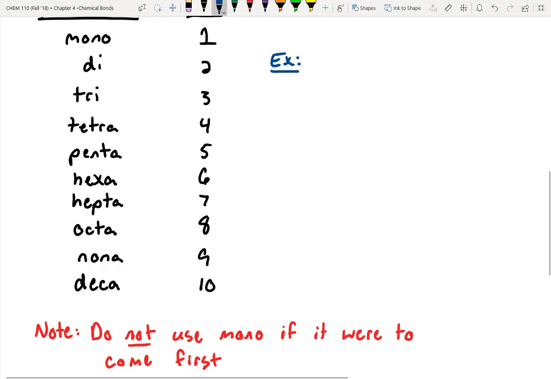My first example is CO2. Would I say monocarbon because there's only one carbon? No, because it comes first. So first I would start out just calling this carbon. Omit the mono for that. And then we've got 2 oxygens. So I would say di-ox. And then what's the suffix for CO2? Ide. So carbon dioxide.